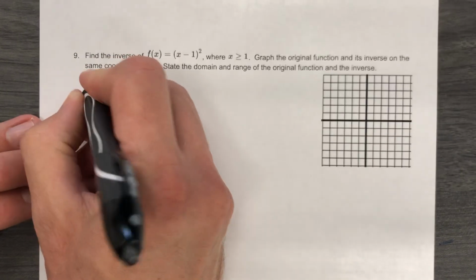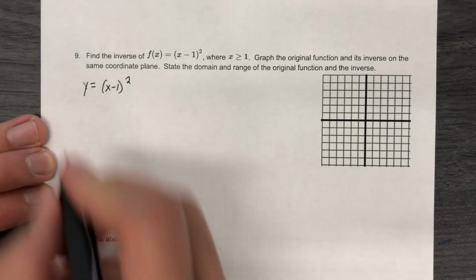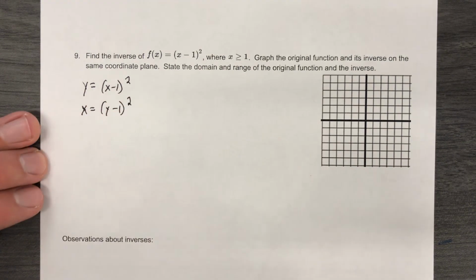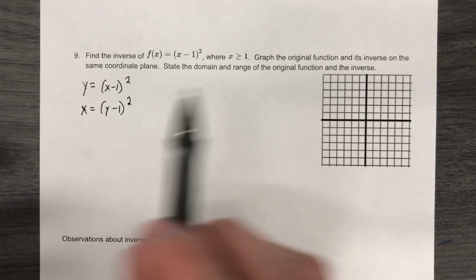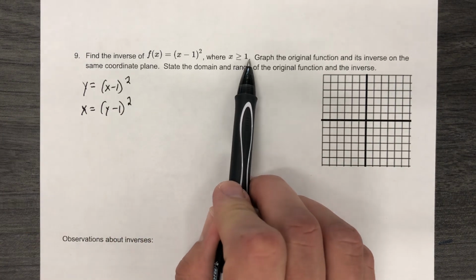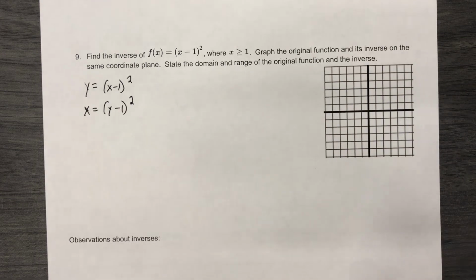So y equals (x minus 1) squared. We would like to reverse the coordinates, and so x equals (y minus 1) squared. Now, I did leave this part out, so let's read it. Find the inverse of this function where x is greater than or equal to 1. Oh, they've already restricted the domain. Good to know. Then they want us to graph and do all that fantastic stuff.